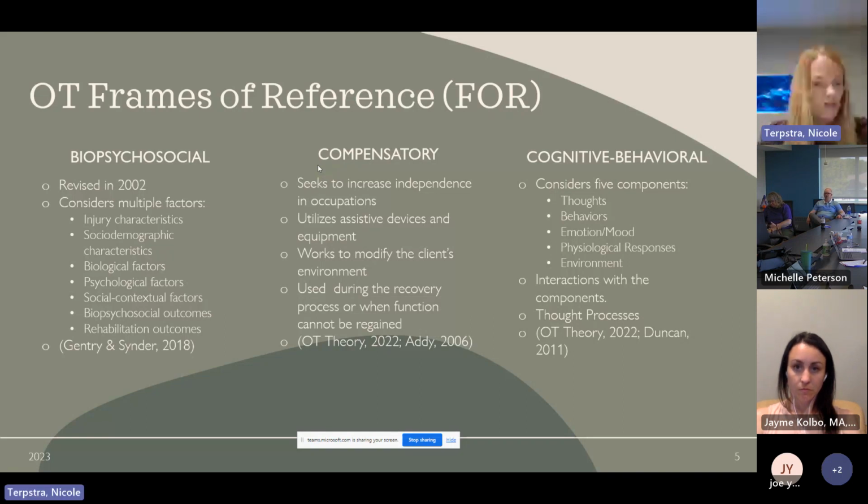Lastly, we have the cognitive behavioral frame of reference. This considers 5 factors, including thoughts, behaviors, emotion and mood, physiological responses, and environment. This frame of reference considers how all of those aspects work together and affect each other, and how it impacts the individual's thoughts and their beliefs. So this might be one of the most useful frames of reference when working with those with HD, because it aligns well with cognitive behavioral therapy, which is a common treatment for hoarding disorder.